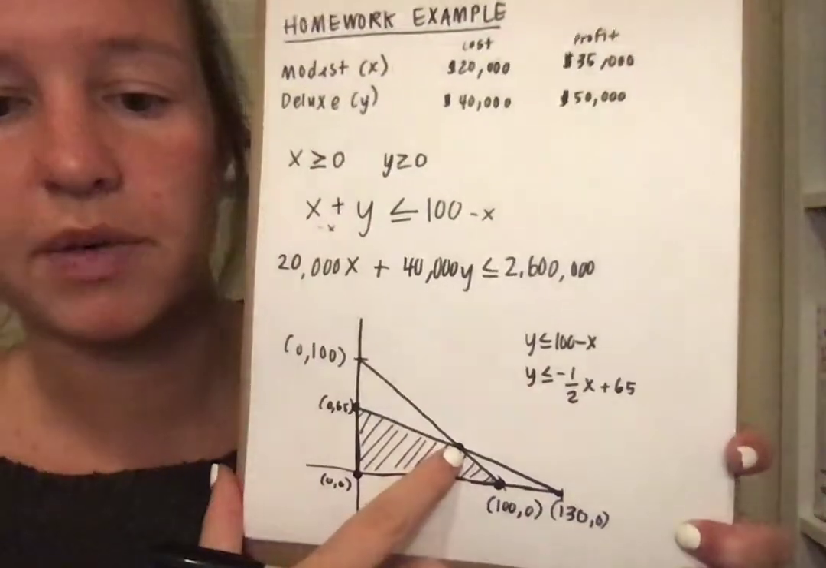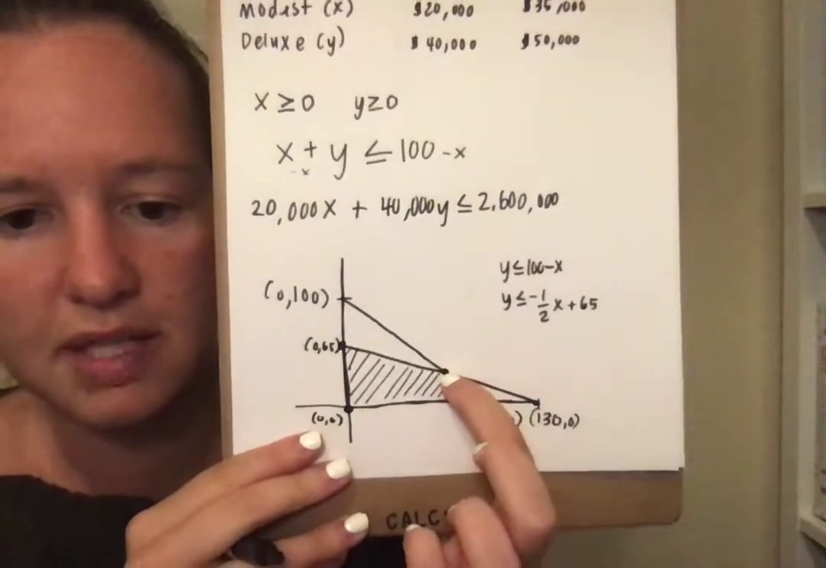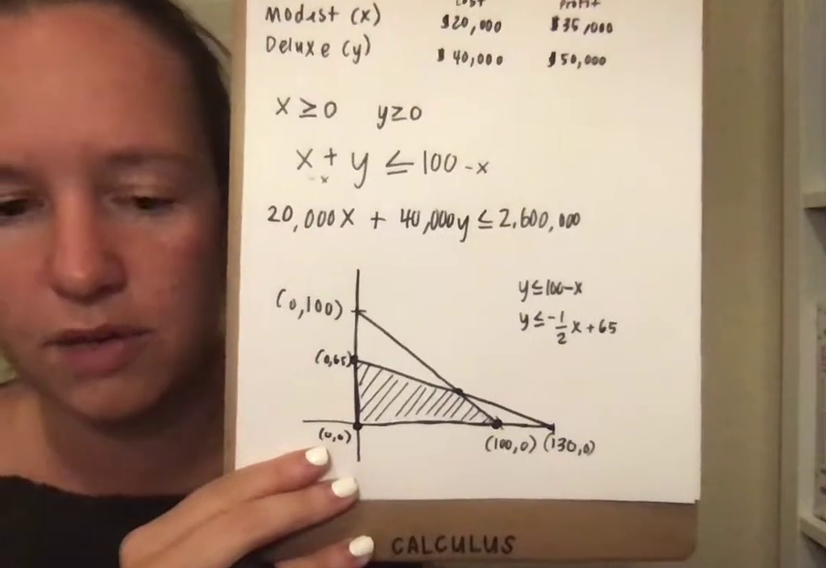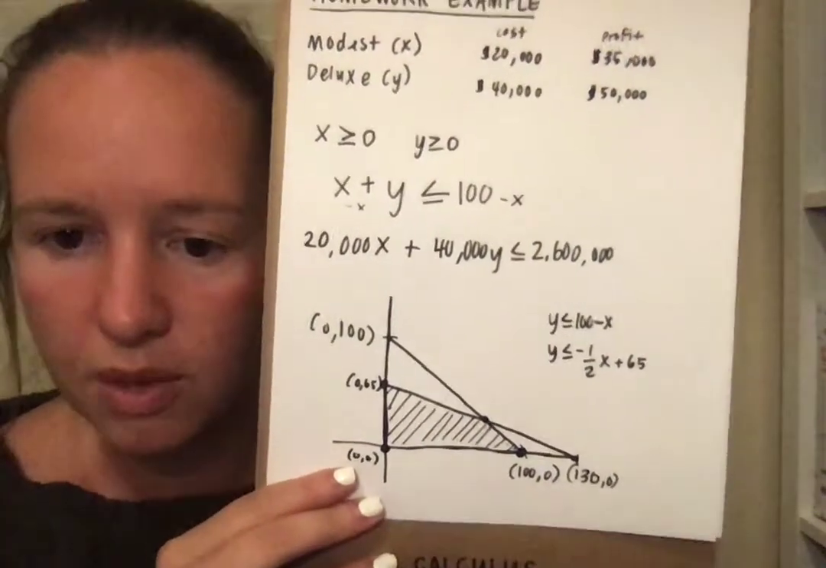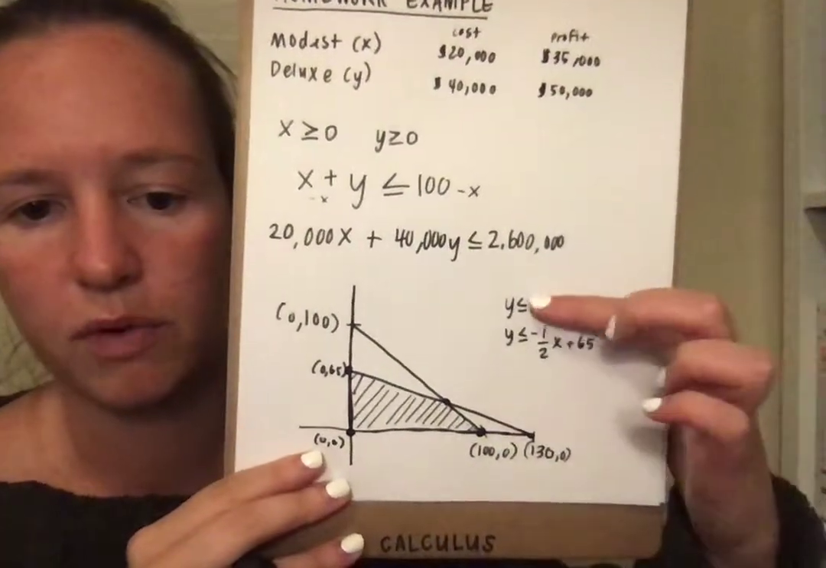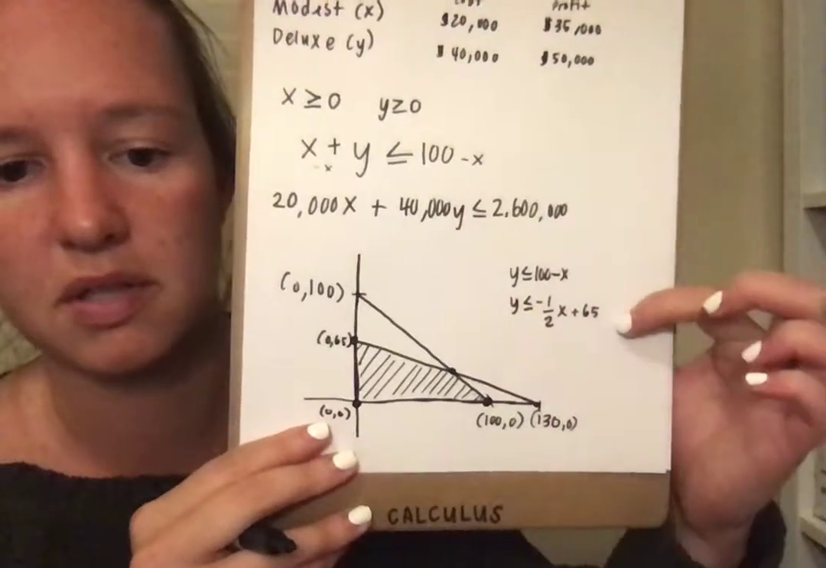Okay, so now we just need to find this point right here. Hopefully you're already noticing this is where this line and this line intersect. If you want to figure out what that point is, you have to take those two lines and set them equal, right? You want to know where they equal each other. We've already got them in the form of y, which is awesome, so we'll just set this equal to this.